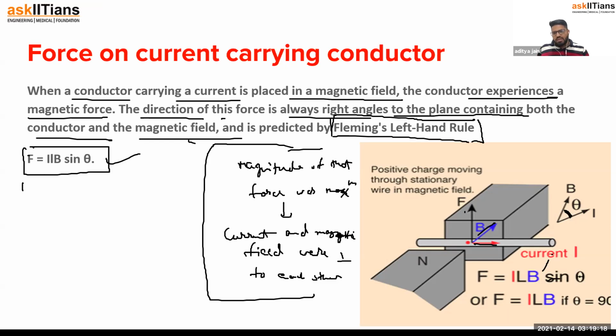So in F equals ILB sin theta, what is I? Current flowing in the conductor.